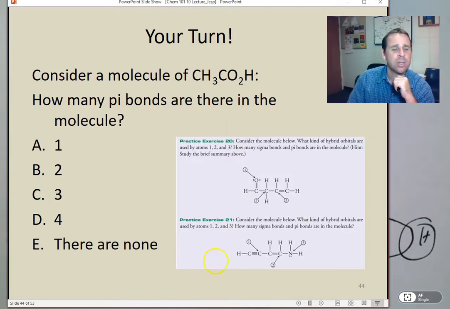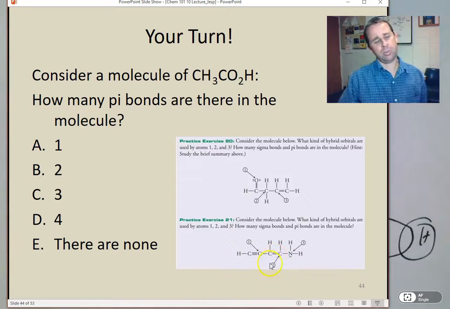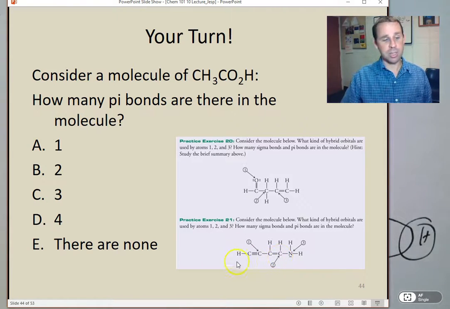Okay, you ready? So sigma bonds, stop me if you're not ready. Go ahead and count them up. Sigma bonds, we got 1, 2. This one has two pi's in one sigma. So 1, 2, 3, 4, 5, 6, 7, 8, 9. And a total of 1, 2, 3, right? 2 here and 1 there, pi bonds. So 9 sigma, 3 pi bonds. All right, that'll be a good place to stop for now.